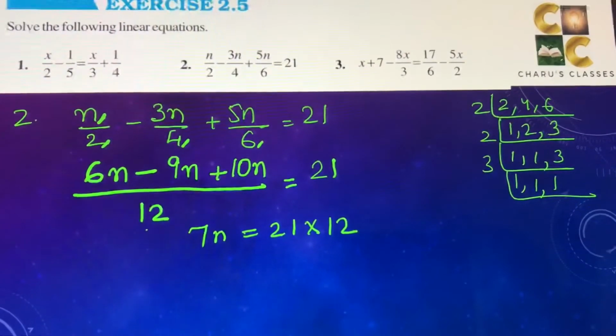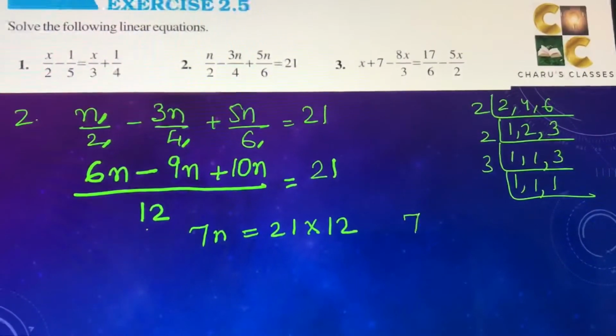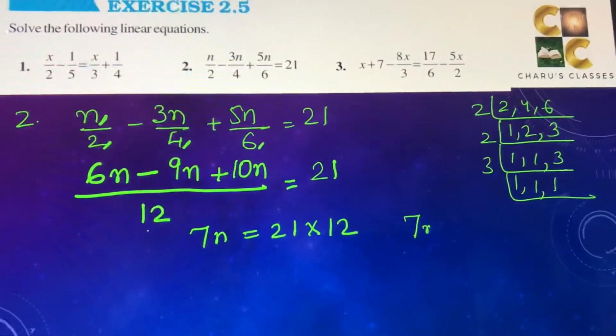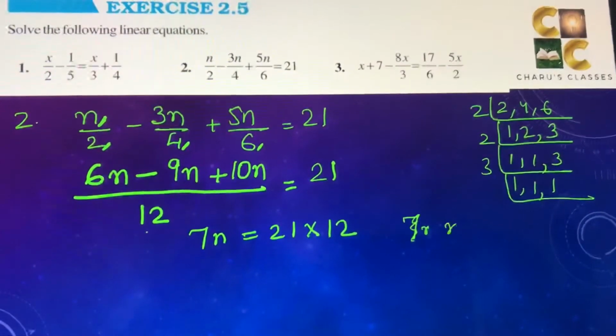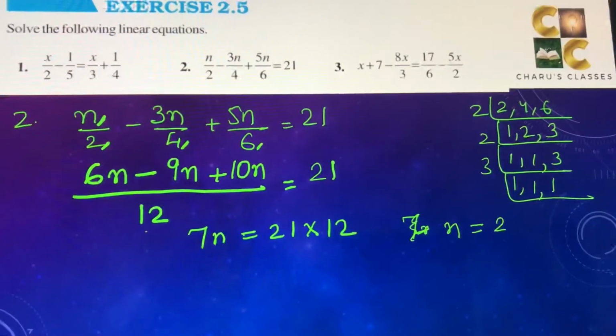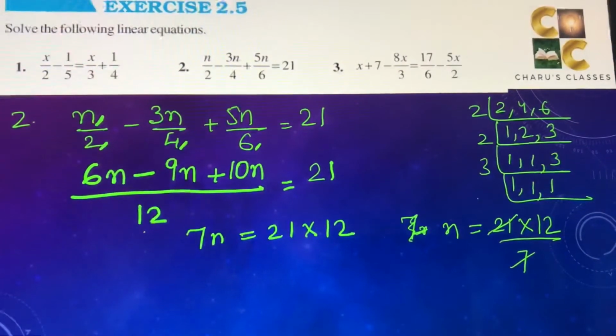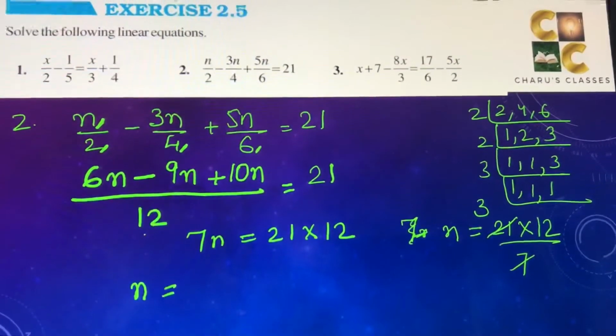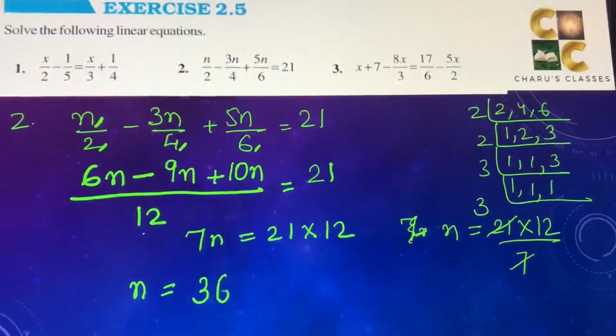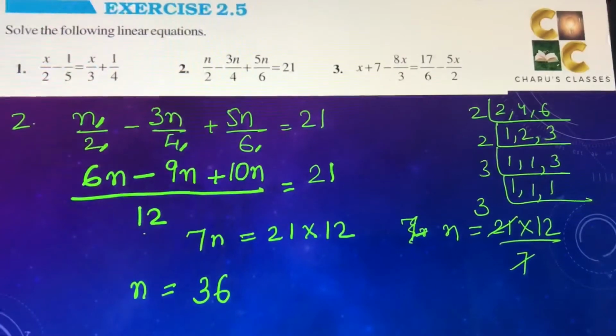12 from here will go and cross multiply with 21. So 7n is equal to 21 into 12. We can say n is equal to 21 into 12 divided by 7. This 7 and 21 can be cancelled. 7 3s are 21. So n is equal to 3 into 12 and the answer is 36.